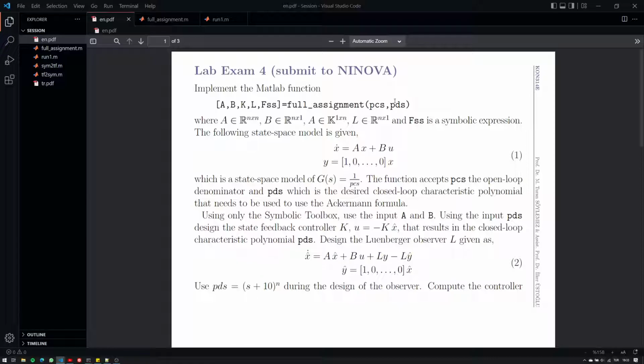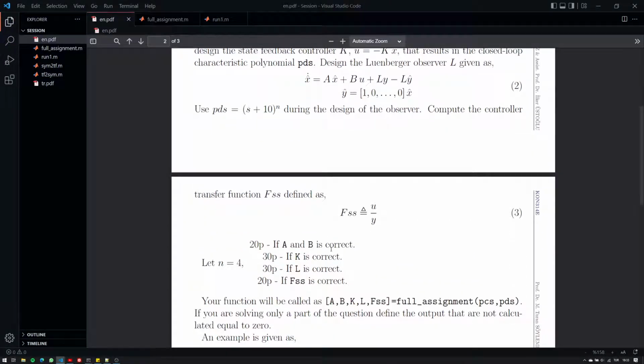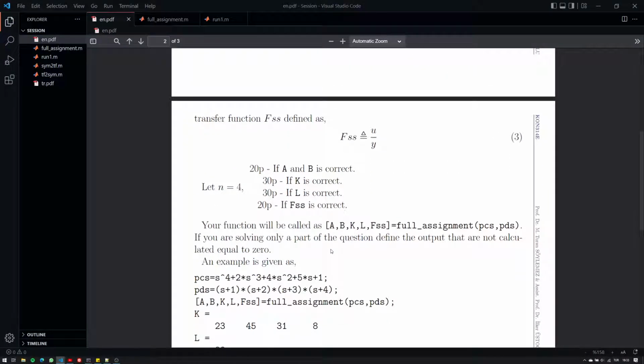Whilst we have PDS, which is an input meant for the controller design, we will have an internal PDS to design this observer, which is equal to (s + 10) to the power of n. Initially this problem was designed for the nth order, a general solution, so I'm going to give you the general solution, which will not be restricted to the fourth order, but since it's a general solution, you can work out what n equals 4 would look like.